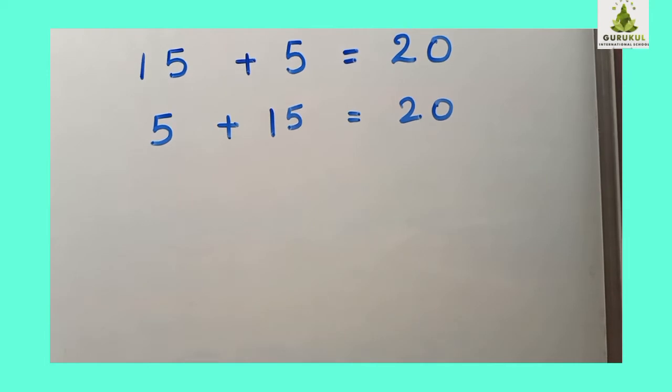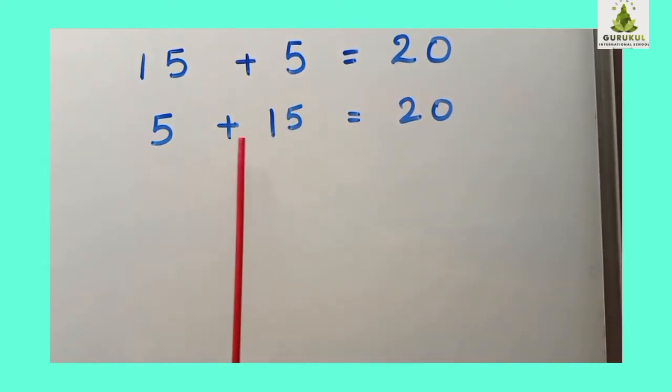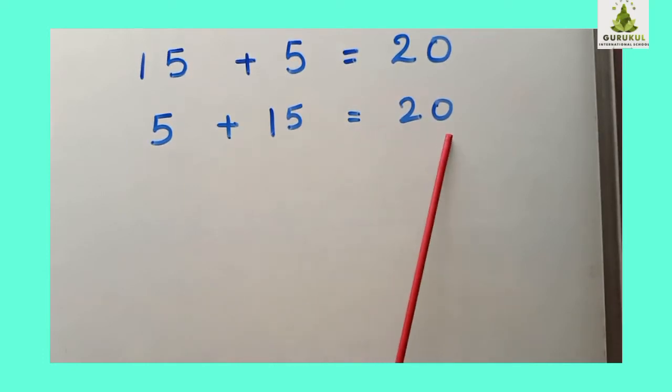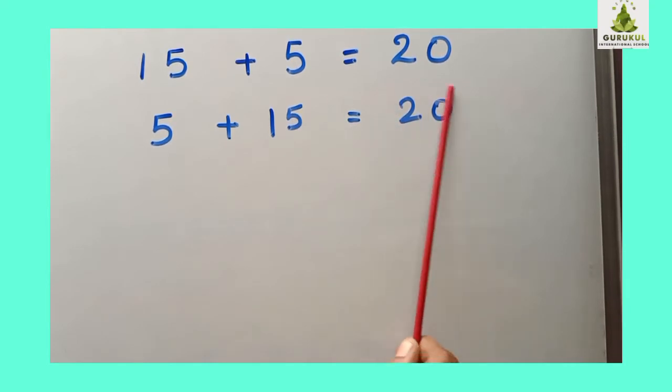Now we have seen 15 plus 5, and the operation is addition. 15 plus 5 is 20. If I write 5 in the place of 15 and 15 in the place of 5, I will get 5 plus 15 equals 20. Both are the same. This is the expression on the left hand side, this is the expression on the right hand side.